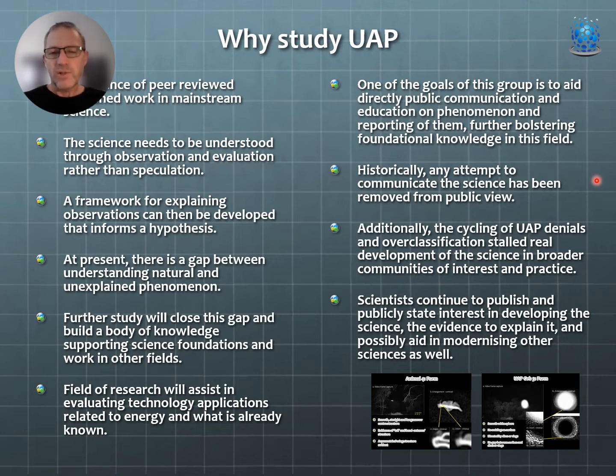I mean, historically, any attempt to communicate the science has been removed from public view, and we've got journalists and reporters and people that have published books that go into great depths about how this has all happened in the past. And additionally, the cycling of UAP denials and overclassification has stalled real development of the science and broader communities of interest and practice, and that's become well evident now with the long process of disclosure and the developing interest in actually legitimate science-based research on the phenomenon.